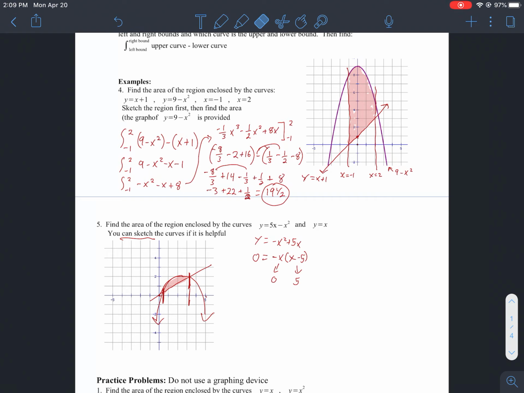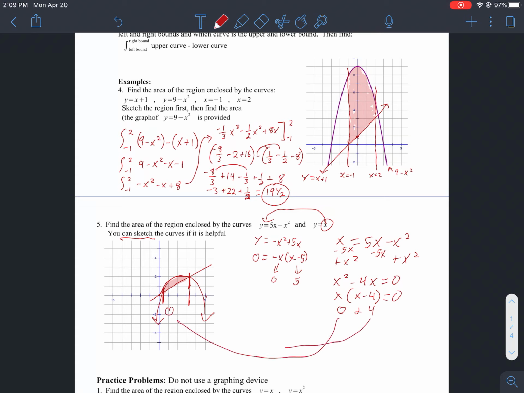So if I solve algebraically, I could substitute x equals 5x minus x squared. I will add x squared to both sides because it's easier to solve, and subtract 5x because it's easier to work with when the x squared is positive. So I get x squared minus 4x equals 0. Factor out an x. So they cross at 0 and 4. So 0 is there and 4 is there.